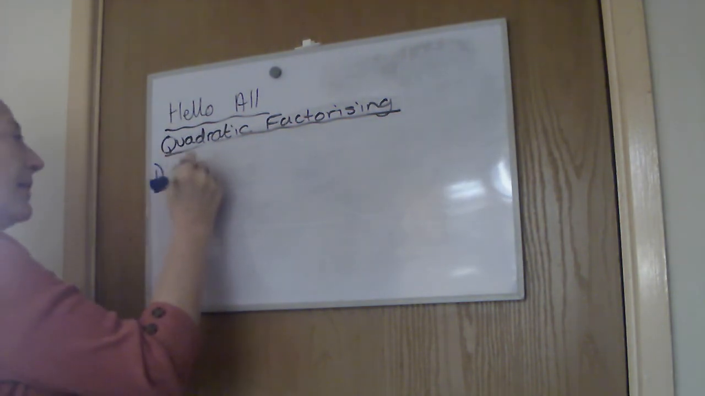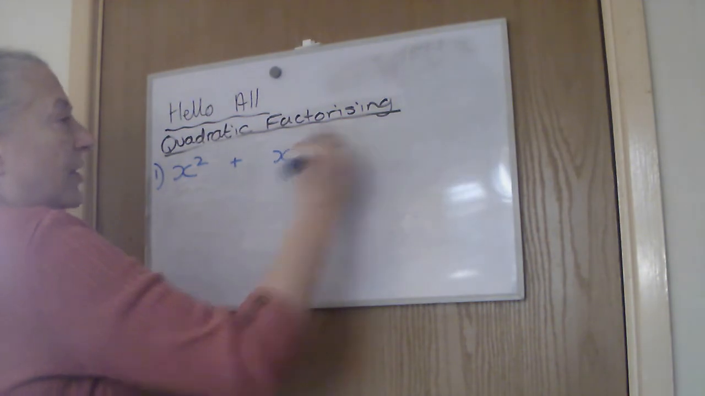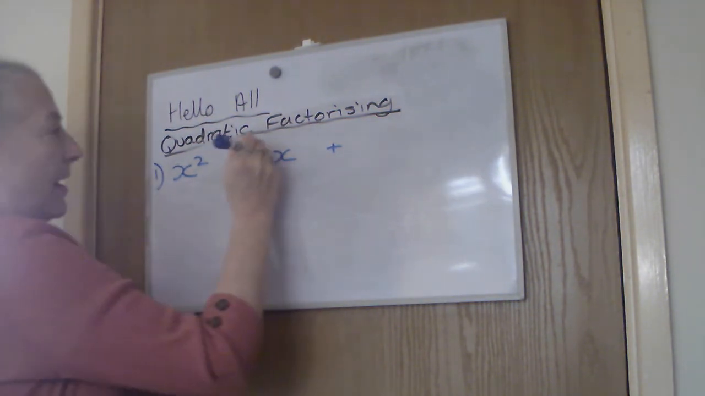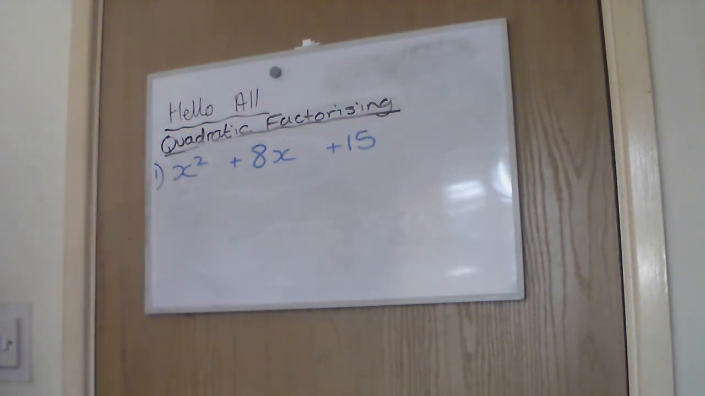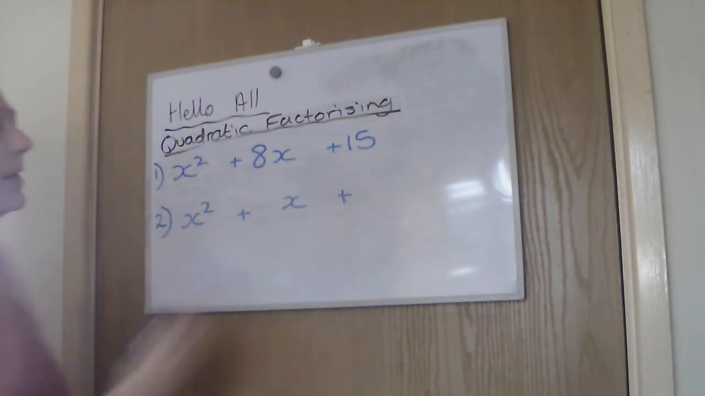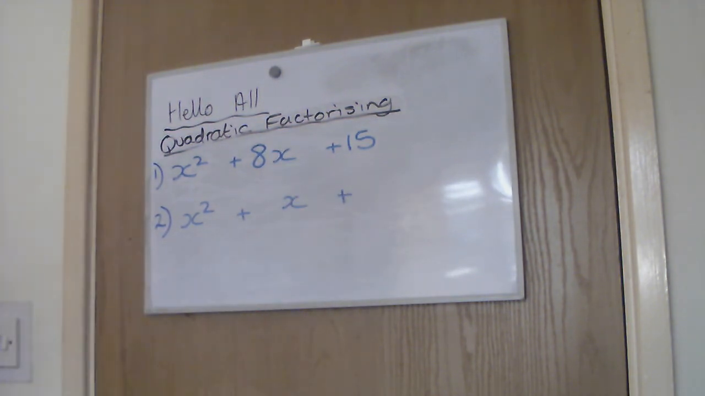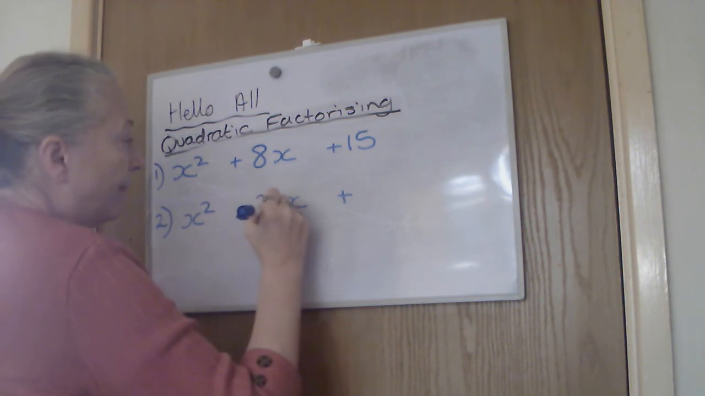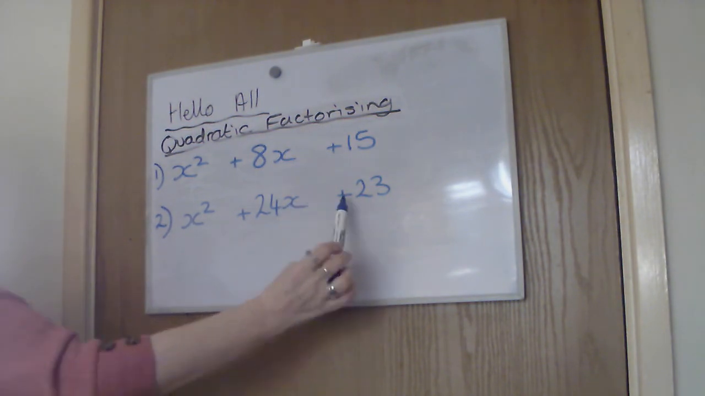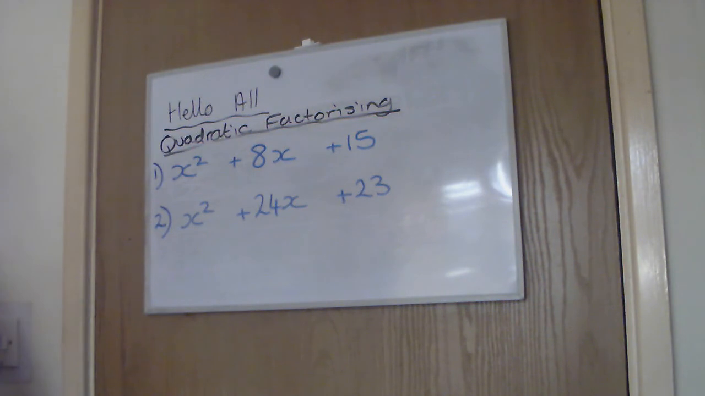Number 1, x squared plus... let's have a look at this, don't get confused with this. Yeah, let's do this one. Okay, so just in case you can't see because of the sun, we've got x squared plus 8x plus 15. And number 2, we've got x squared plus 24x plus 23. Have a go at these.